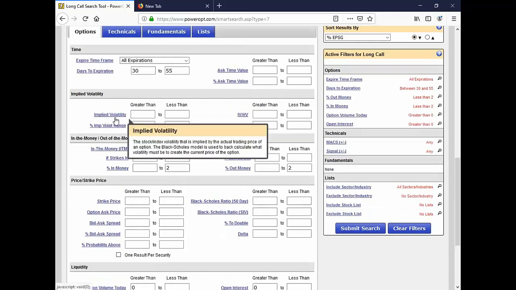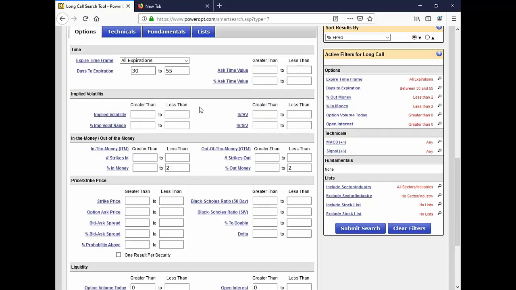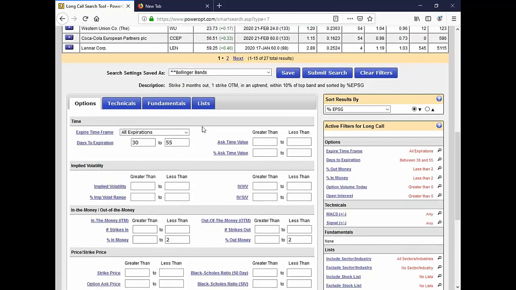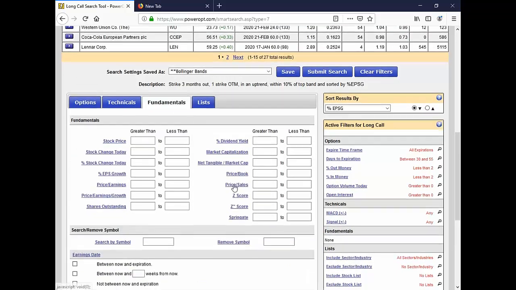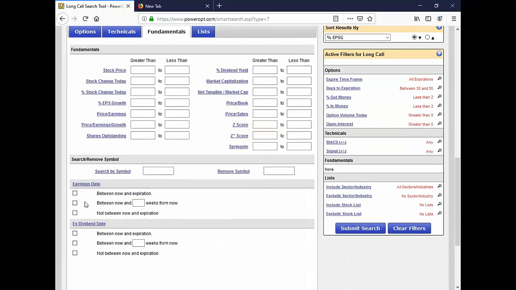You're not going to worry about implied volatility because the stocks would have different effects. Some are going to be high, some are going to be low, depending on the earnings. What I'm going to try to do now is go to fundamentals. And I'm going to try to run an earnings date search. I don't know if the system can do this, but I'm going to try to run an earnings date search from between now and minus 1 week from now.